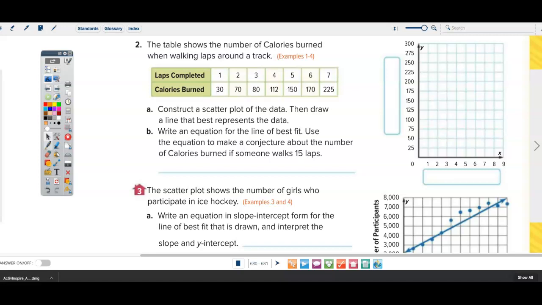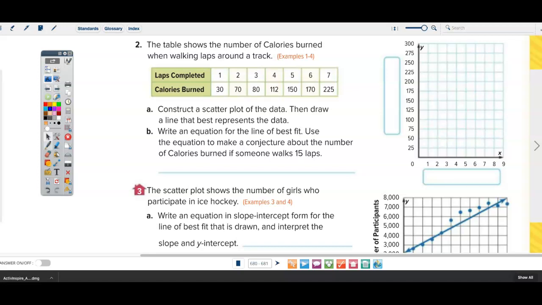All right, so for today's lesson, we're actually going to continue on that line of best fit and making conjectures. I'm going to do problems 2 and 3 on page 681 with you, and then you're going to have a problem to do on your own. And then that's actually going to conclude this unit.